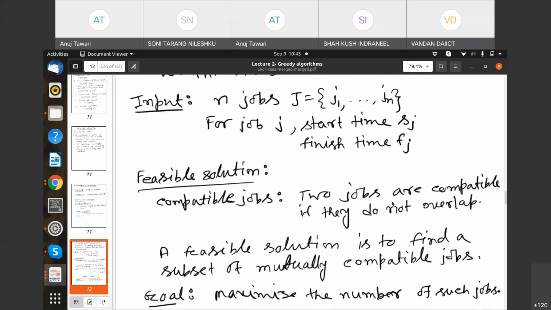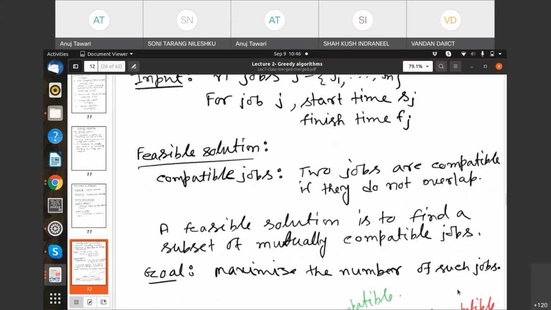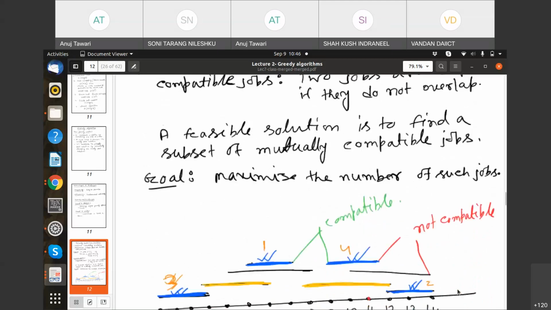And we say that two jobs are compatible if they do not overlap. So ideally, we want the finish time of J1 to be less than the start time of J2. In that case, we say that they do not overlap. And a feasible solution is to find a subset of mutually compatible jobs, and you want to maximize the number of such jobs.